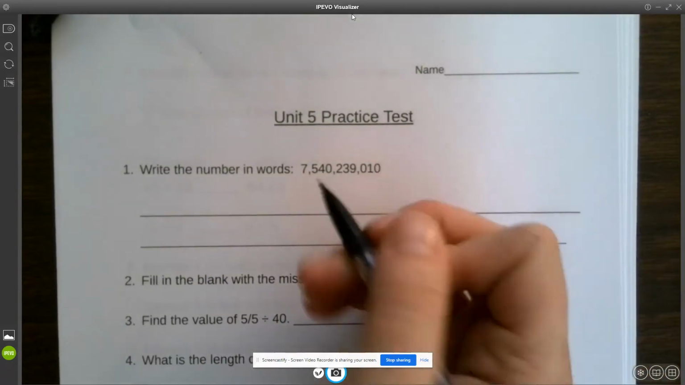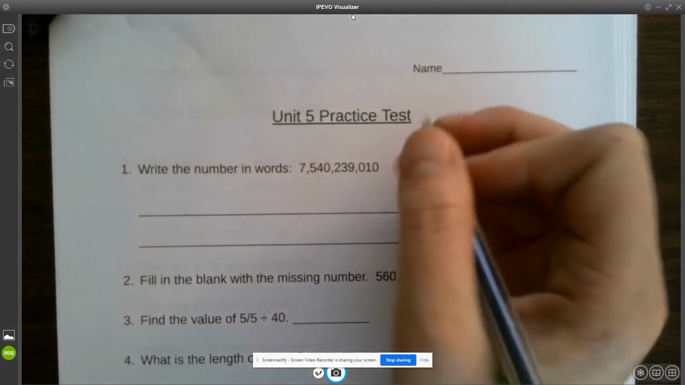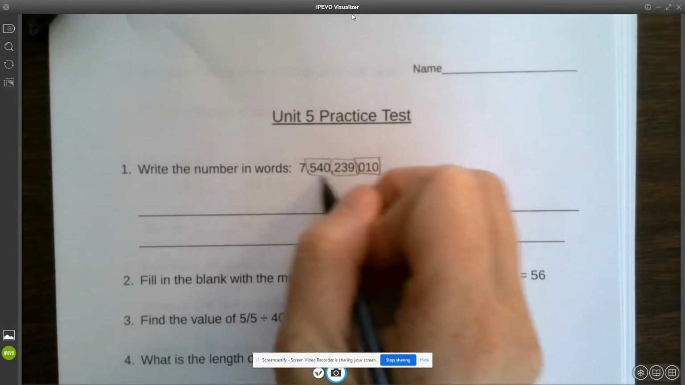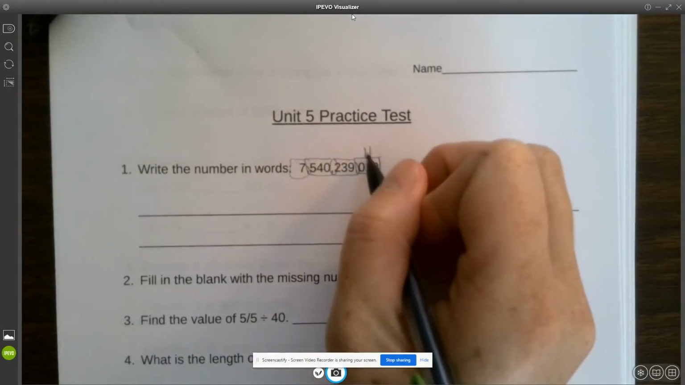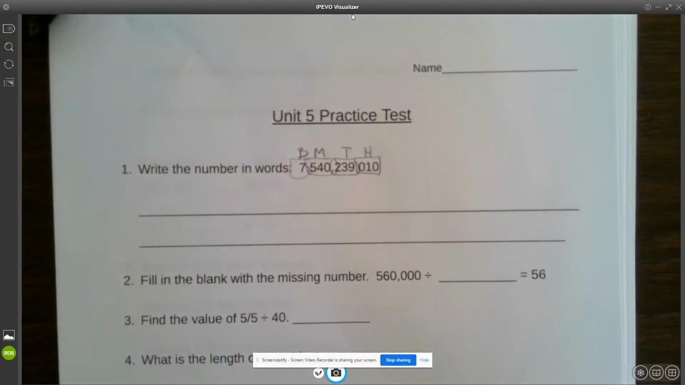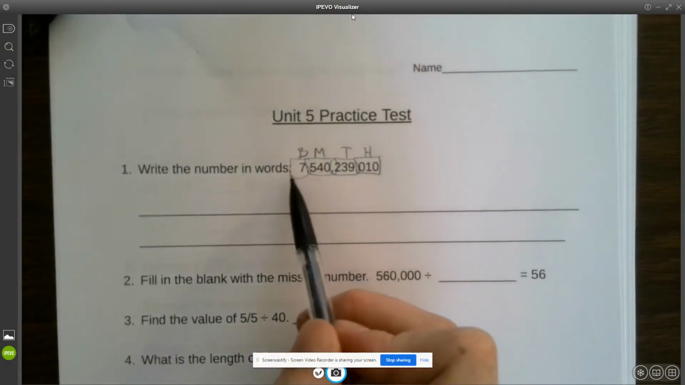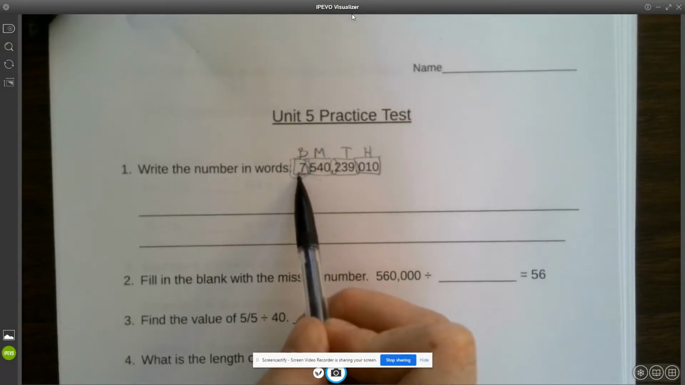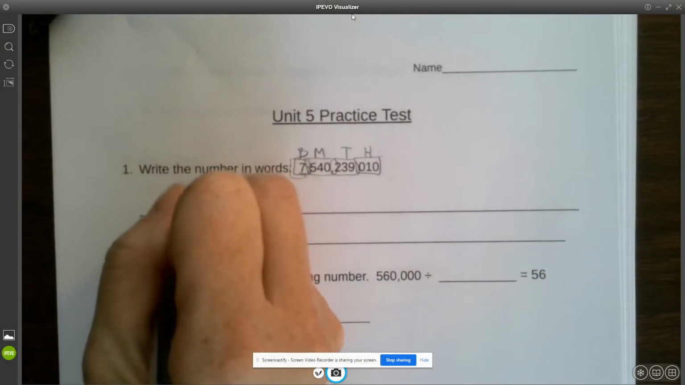So for number 1, we have to write the number in words. Remember, we're going to look at these in sections of 3. And we know we start with the hundreds, the thousands, the millions, and the billions. I'm first going to read this little section of the number, and it's just 7. And then billion. So I would write 7 billion.